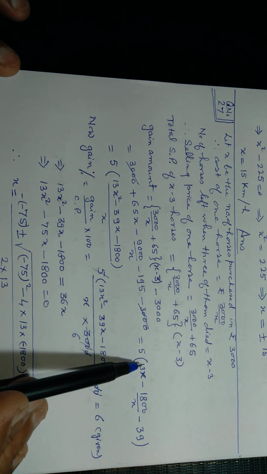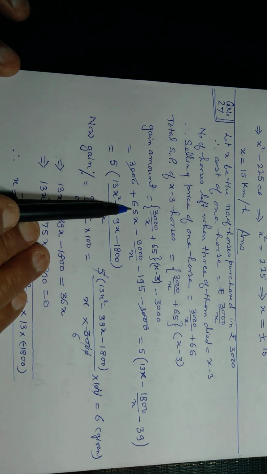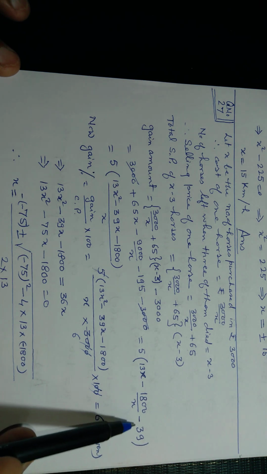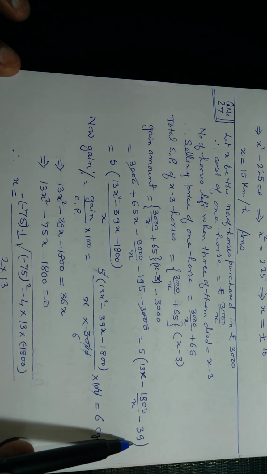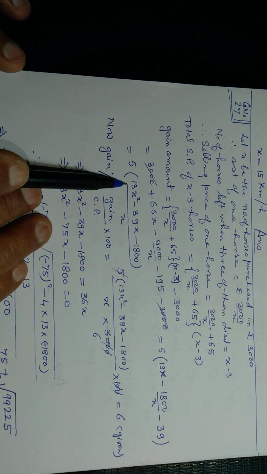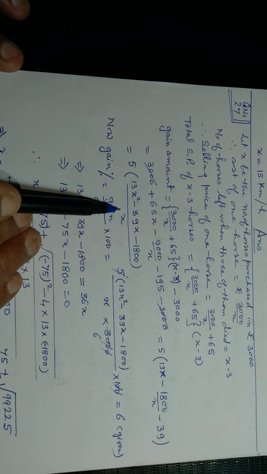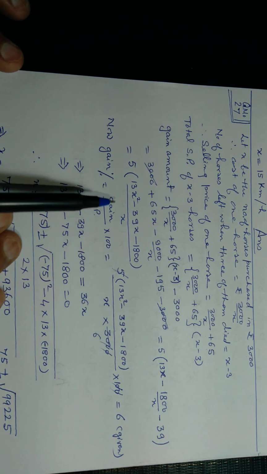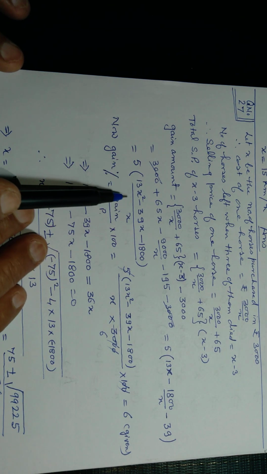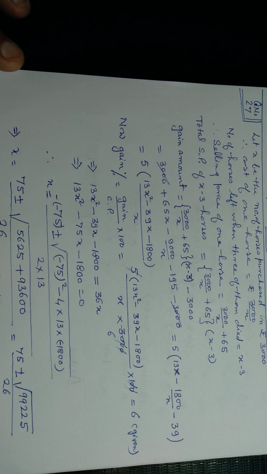Now 5 common. I have taken 5 common. Here if you take 5 common, it will become 13x minus 1800 upon x minus 39, bracket closed. I have further solved it. 5 upon 5 into, inside the bracket 13x square minus 39x minus 1800, whole divided by x, bracket closed. Now the gain percentage. This will be the gain amount only. This total will be the gain amount. Now the gain percentage is gain upon cost price into 100.